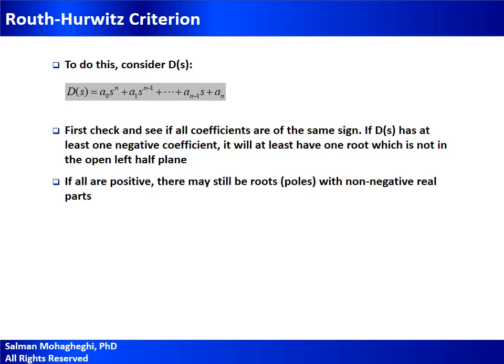What if all the coefficients are of the same sign? For example, all of them are positive. Can I conclude that this system is stable? Well, not necessarily. You may still have some poles that have non-negative real parts. So we have to continue with our analysis.